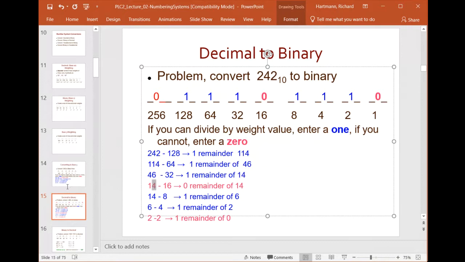So now I'm going to take 14, and I'm going to subtract it from the next column, which is 16. 14 minus 16, that's going to give me a negative. Oops, I'm sorry, it gives me a minus 2, so I'm not allowed to do this. All right, so 14 minus 16 is going to give me a minus 2.